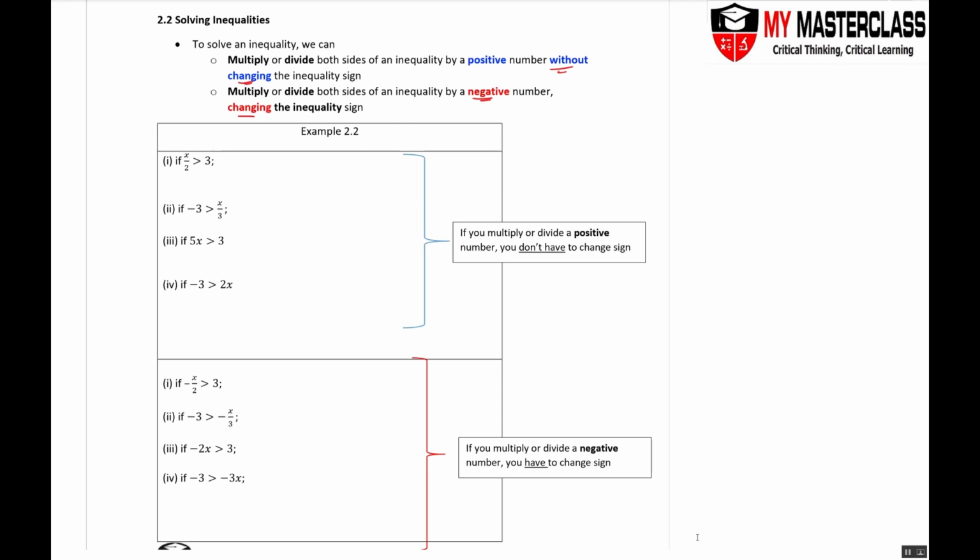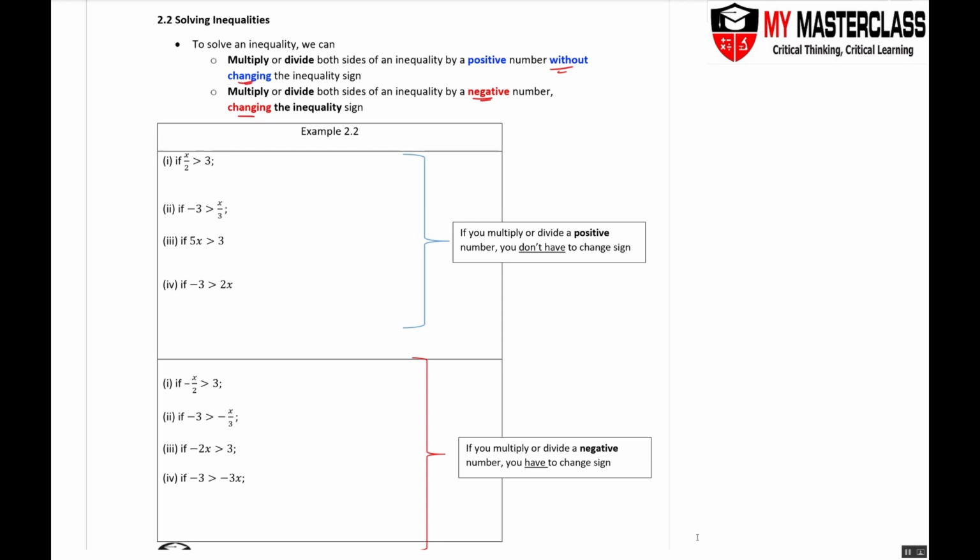So now moving to solving inequalities. To solve an inequality, we either divide or multiply both sides by a positive number without changing the inequality sign. But if I divide or multiply by a negative number, I must change the inequality sign. So what do I mean?